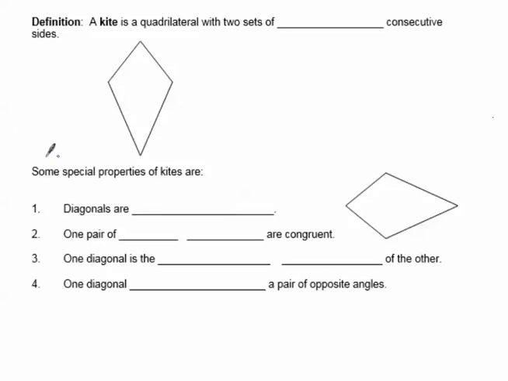A kite is a quadrilateral with two sets of congruent consecutive sides. So these sides are consecutive, this side and this side, so they're going to be congruent. And then this longer side is congruent to this other longer side.